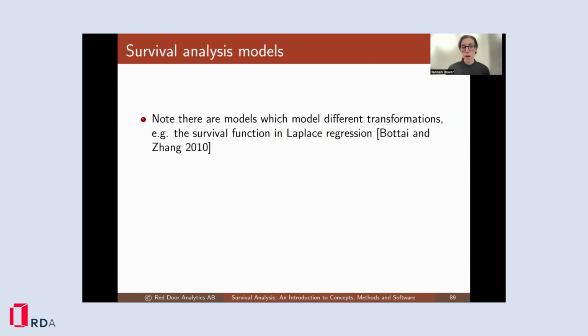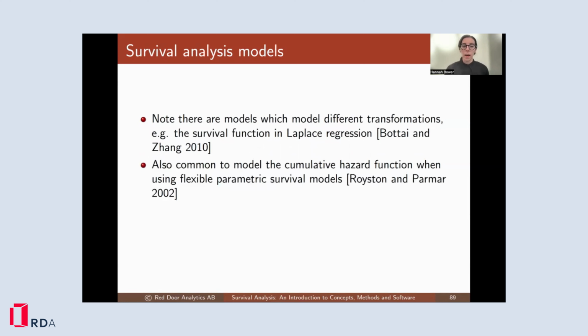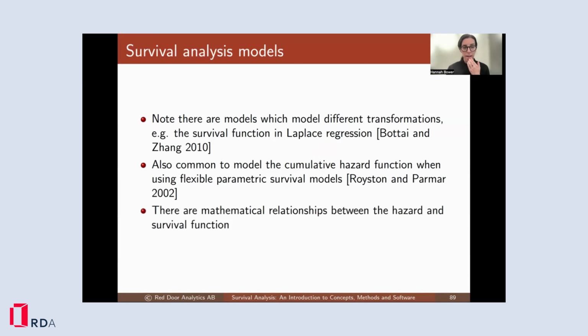Do note, though, that there are models which model different transformations. For example, Laplace regression focuses on modeling the survival function. And it's also common to model the cumulative hazard function when using flexible parametric survival models. We're not going to cover these models in this course, but there are some references here. But the thing to note is that there are mathematical relationships between the hazard and the survival function.